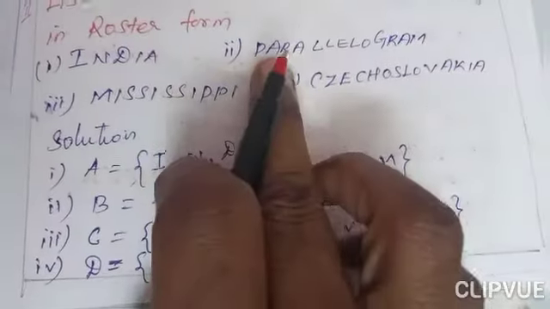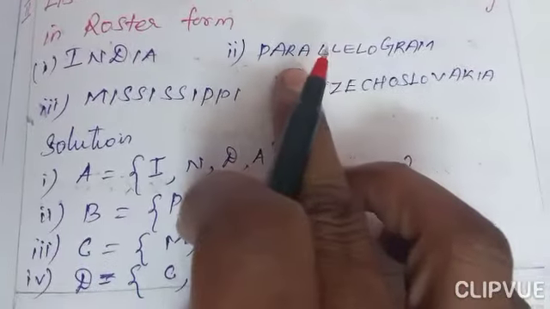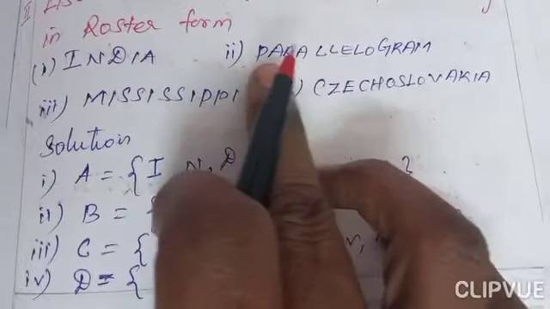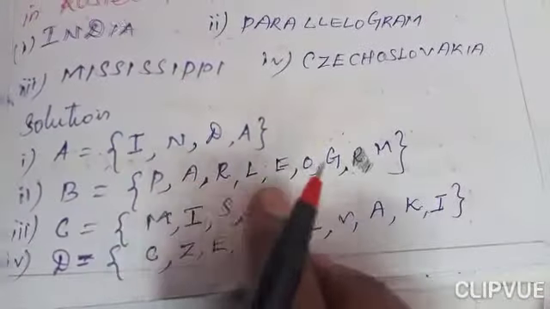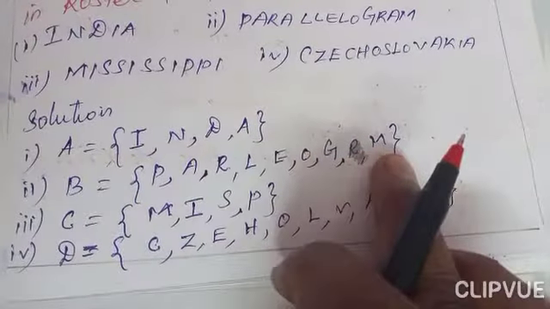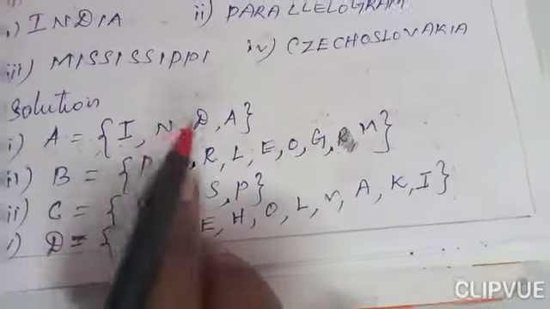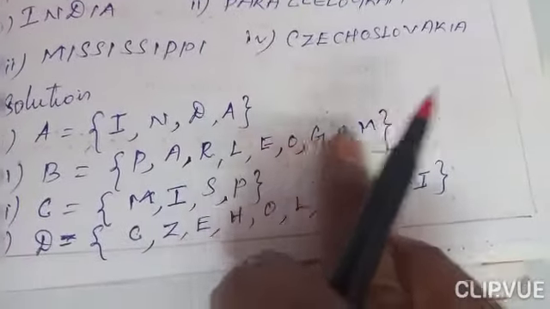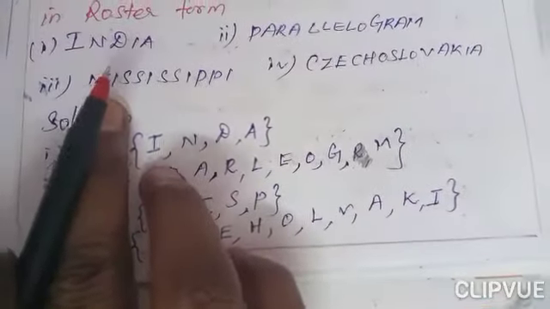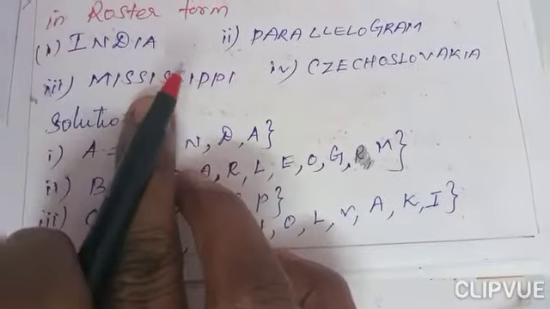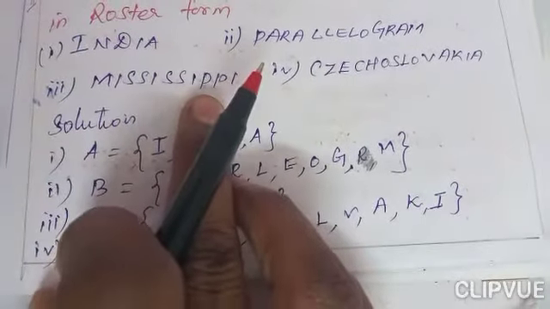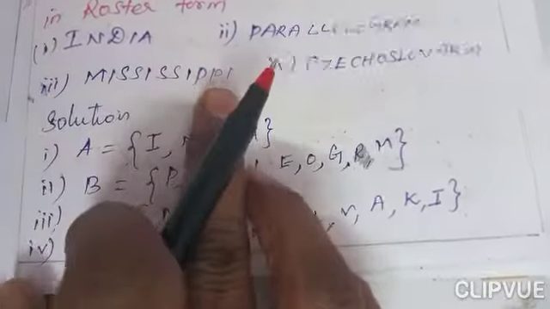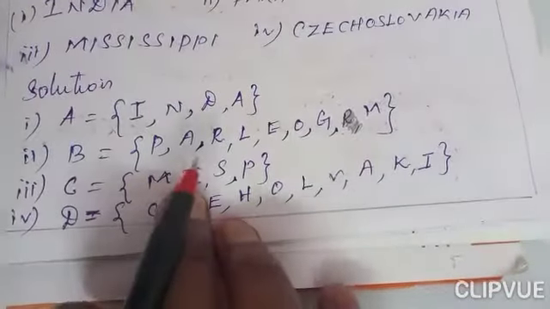Set B equals parallelogram. This L, this R, this A, these letters are repeated twice, sometimes thrice also. We have to write only one time. P, A, R, L, E, O, G, M. Look at the third set, C. Mississippi. This S is repeated 4 times, P repeated 2 times, I repeated 4 times. But in the set we write only one time. M, I, S, P.